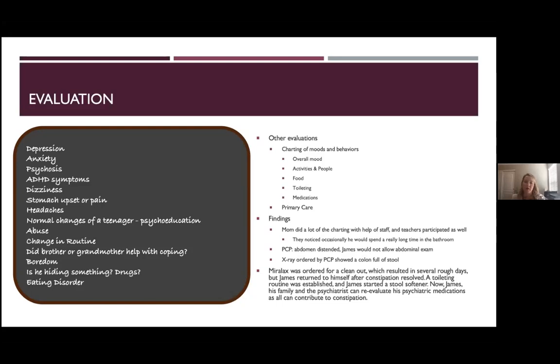So we think about his habits and routines, set up a toileting routine, but we also want to take a look at his medications. They can each cause or contribute to constipation. So we definitely want to reevaluate his medications and what he needs at this point.